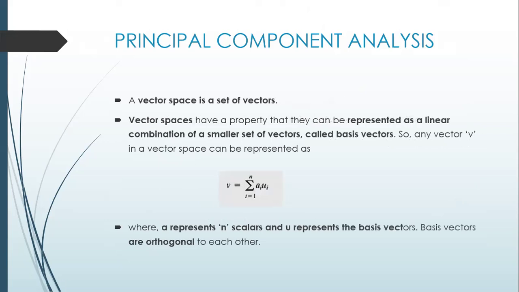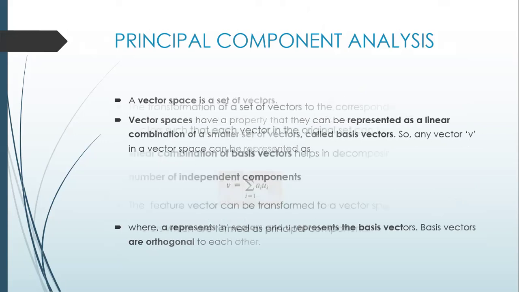For doing that, we use a property called vector spaces. Here you represent a vector as a linear combination of a smaller set of vectors called basis vectors. The formula for a vector space is V equals the sum from i equals 1 to n of a_i u_i, where a_i represents n scalars and u_i represents the basis vectors.